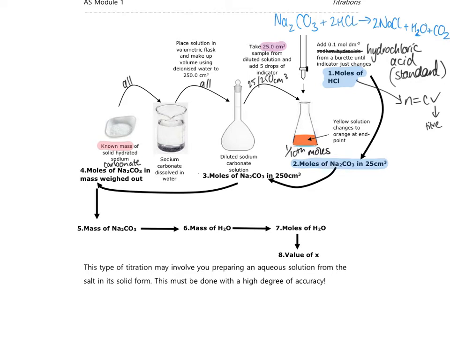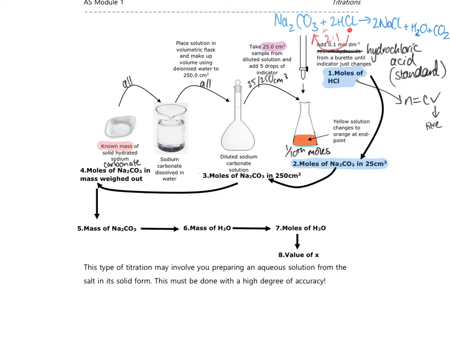And I've written that at the top, although it's on the previous page as well. So that's the equation for our titration. So once we have our number of moles of hydrochloric acid, we can bring that across to the sodium carbonate. But have a look at the ratio, it's 2 to 1. So what we want to do is divide our number of moles of hydrochloric acid by 2.